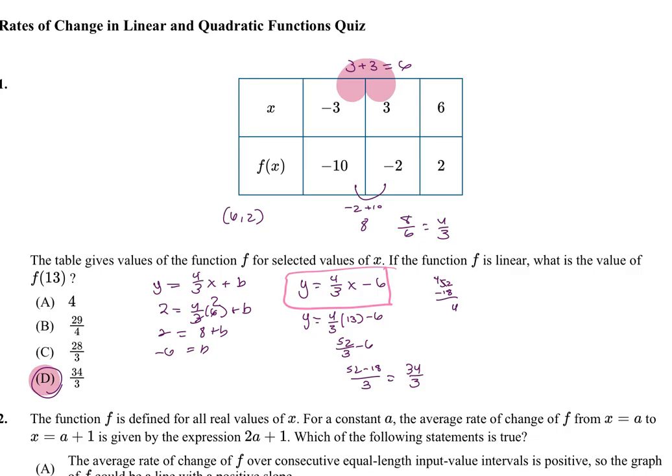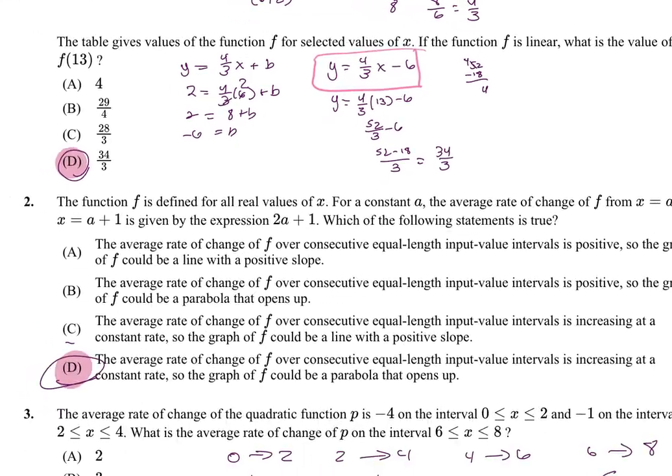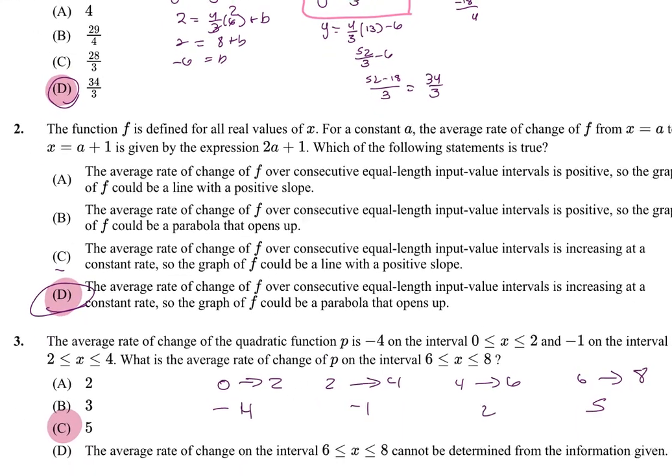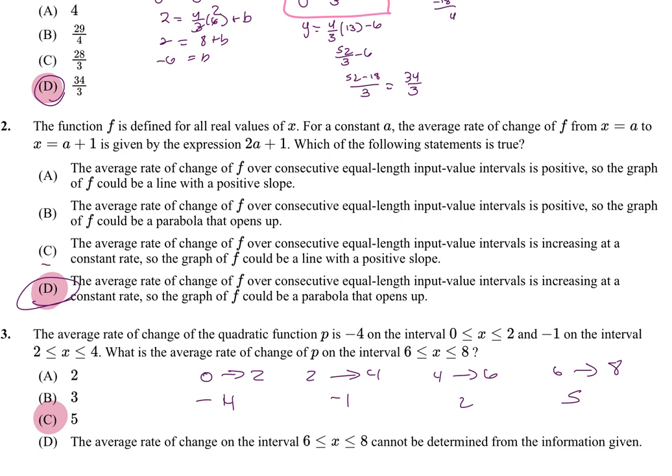But then you have to plug in the 13. All right, 2, and this is like a perfect example of what's going to happen on your AP exam. There's a million words there, and it's super confusing. You have to learn to start looking for some key terms. It says function f is defined for all real values of x. For a constant a, the average rate of change of f from x equals a to x equals a plus 1 is given by the expression 2a plus 1. So what's important to notice is we're going from a to a plus 1.